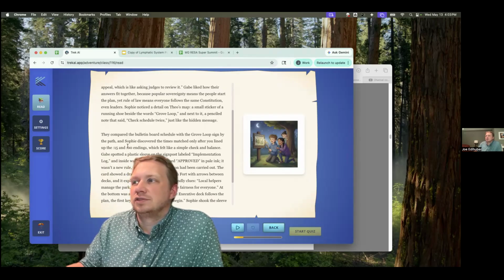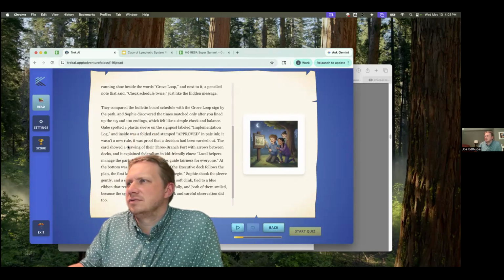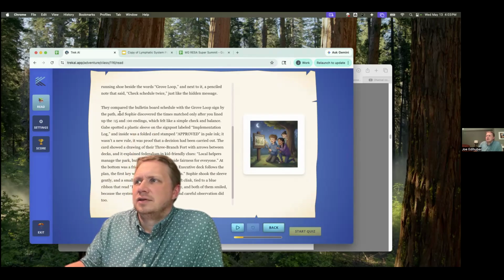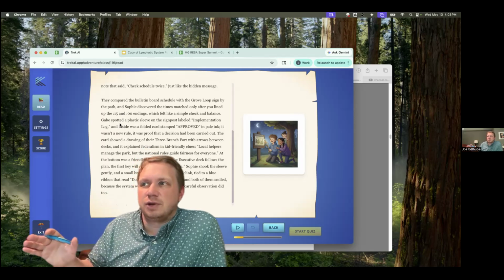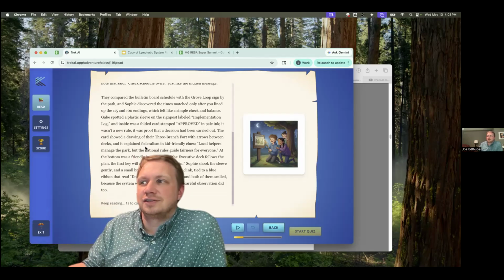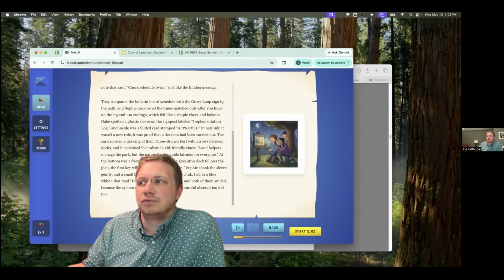They compare the bulletin board schedule with the Grove loop, signed by Pat, and Sophie discovered the times match only if you line them up. So this is a mystery, remember. These two kids in the story are going through a mystery.